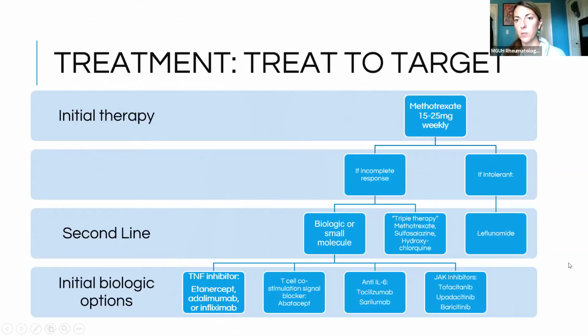Okay. So I think the key points for you all to be aware of and know is this treat to target approach. So understanding that even if you improve, if you don't improve enough within the 3-month period that it takes for the medicine to be at its maximum effectiveness, you switch, right? You don't keep going on an okay path. You go out and you actively, aggressively try to find what's going to work best for your individual patient.